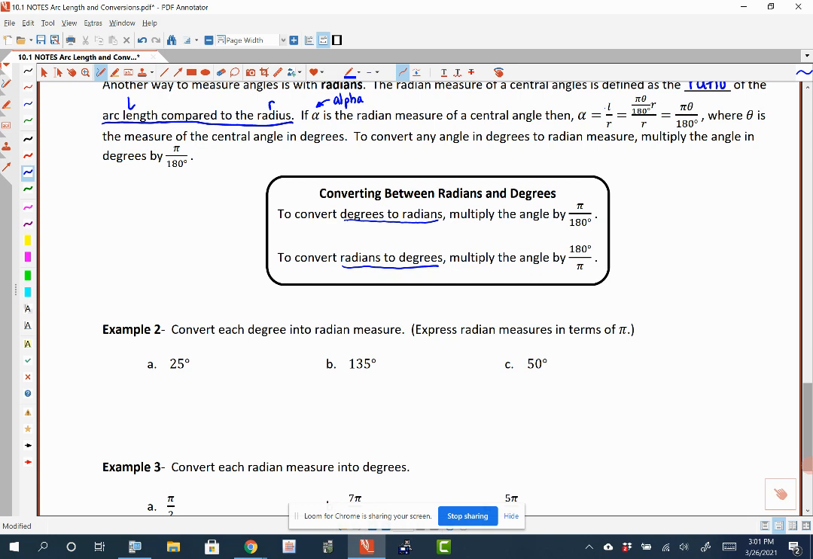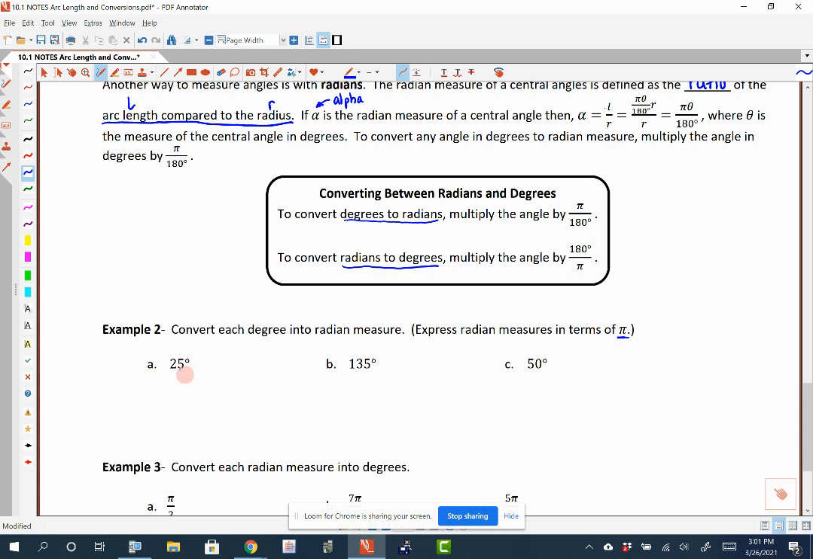Let's go ahead and look at example 2. We want to convert each degree into a radian measure, and notice the directions say to express radian measures in terms of pi. We don't want to approximate this. We're going to leave this in terms of pi when we talk about radians. So below we have 3 degrees, some of which maybe we recognize from our unit circle, maybe not, and I want to convert them into radians.